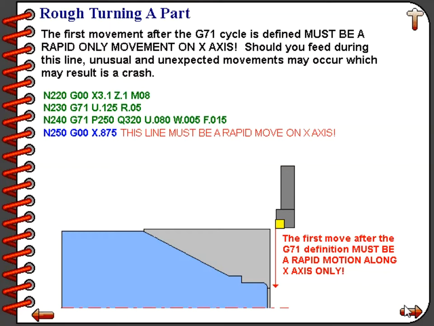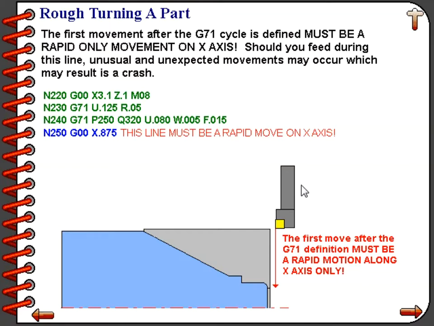Now let's take a look at the program again. On line number 220, our tool would be at a 3.1 inch diameter and 100 thousandths away from the front of the part. That is our convenient start position. On line number 250, which is the very first line in our finish pass definition as specified by the P word 250 on line number 240, you'll notice that that movement is a rapid movement, and it is going to position us at our smallest diameter, which is the starting diameter of our chamfer of 0.875.